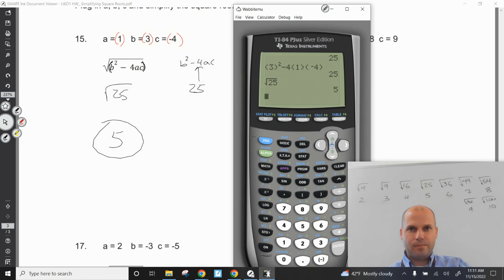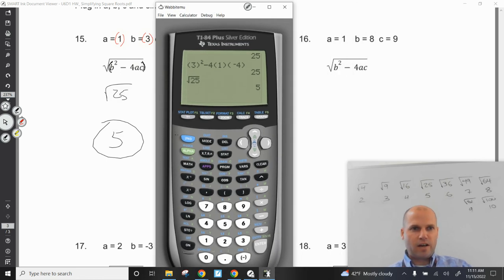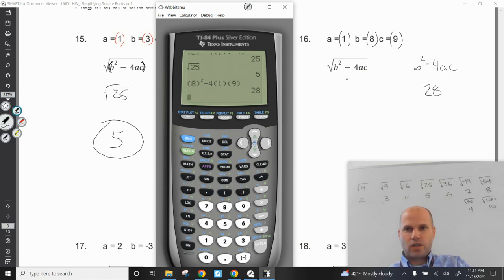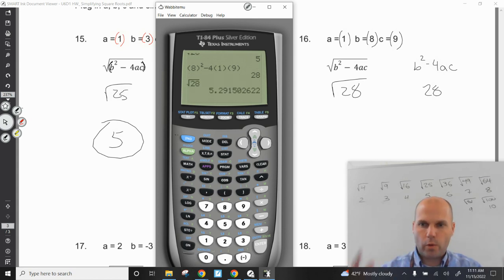1, 8, and 9. So let's figure out what b squared minus 4ac is using our calculator, using parentheses, because we're going to make b negative, and I'm going to show you what happens. I get 28. Okay, so that means I have the square root of 28. Now, what's the square root of 28? Oh, it's an ugly number. Oh, we need to simplify it.